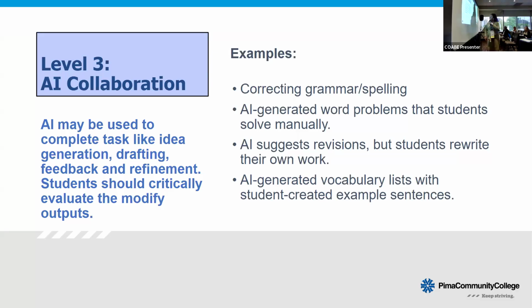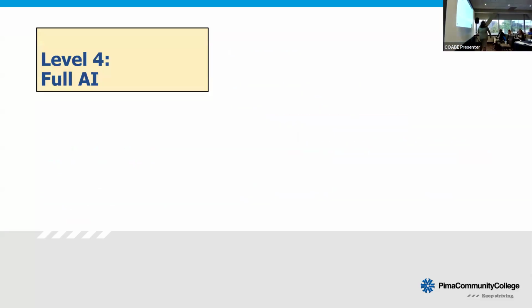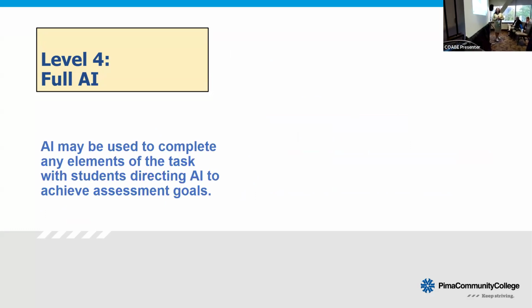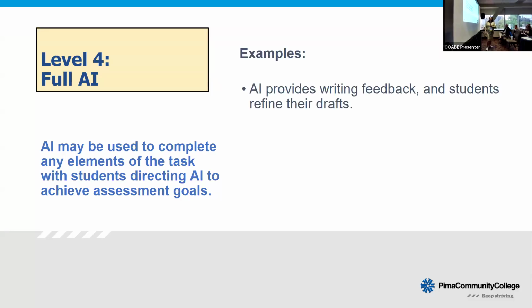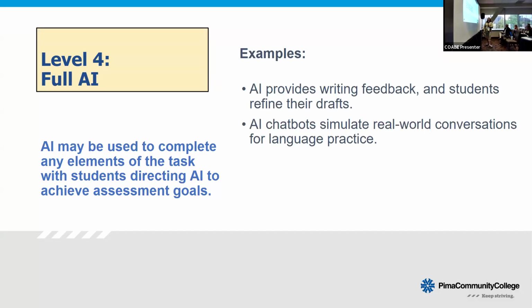AI-generated vocabulary lists with student-created example sentences. Okay, and this next one is full AI usage. AI can be used in any elements of the process of the task, with students directing AI to achieve their goals. Okay? Providing writing feedback, students refine their drafts. AI can simulate real-world conversations for language practice.